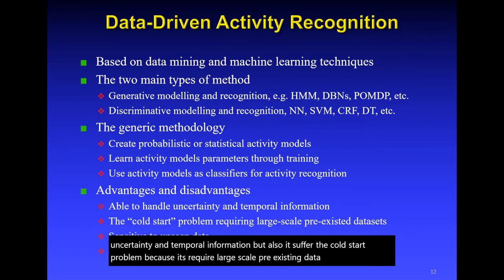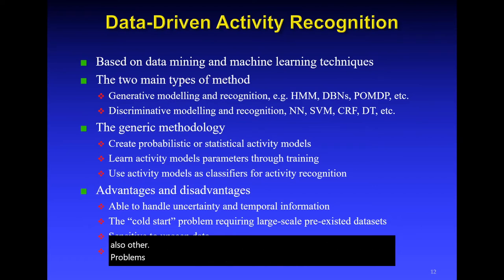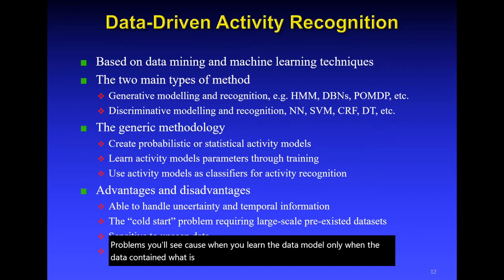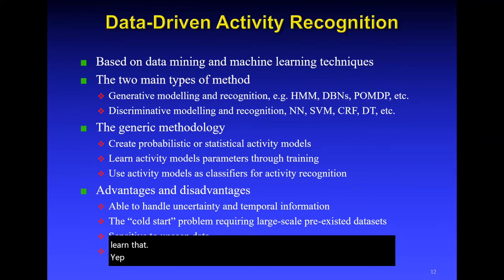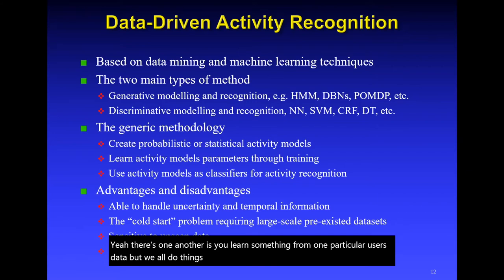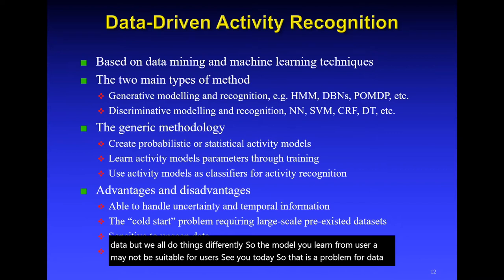There are also other problems, because when you learn the data model, only when the data contain what is happening. Yeah? If the data set does not contain the information, the knowledge, you will never learn that. Yeah, that's one. Another is you learn something from one particular user's data, but we all do things differently. So the model you learn from user A may not be suitable for user C or user D. Yeah, so that is a problem for data-driven activity recognition.